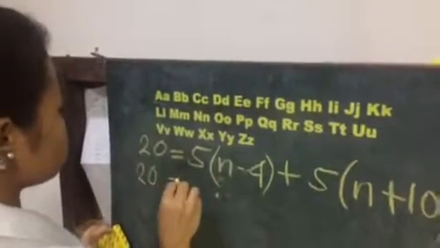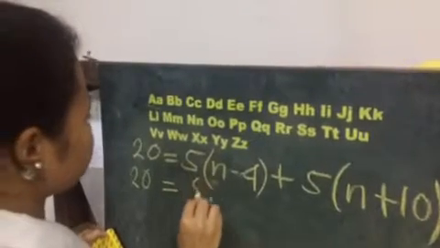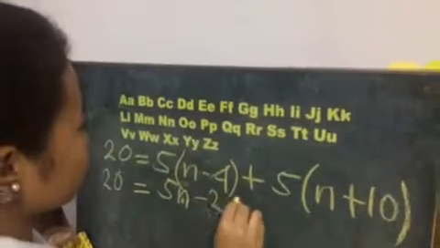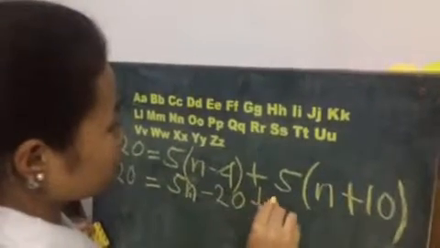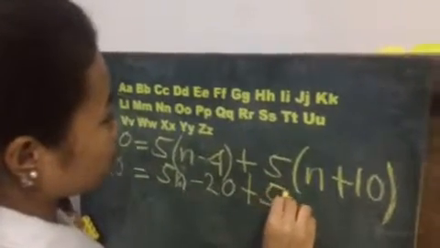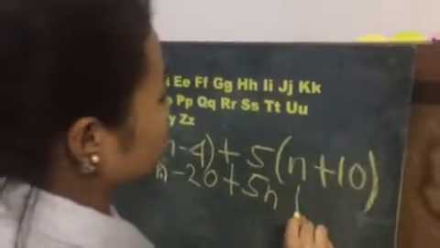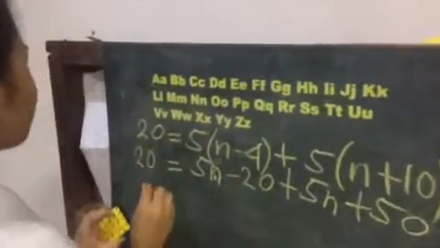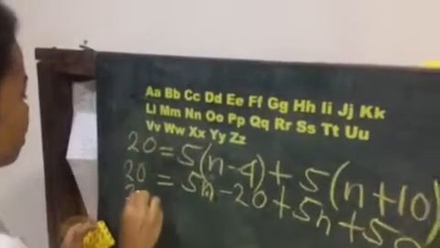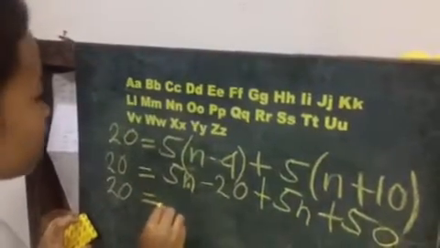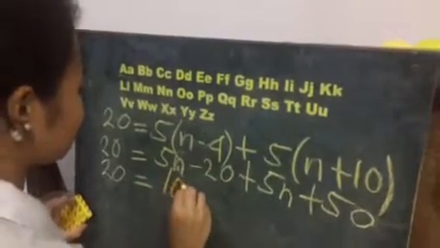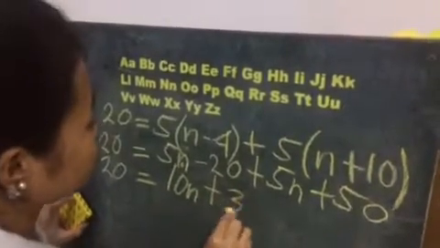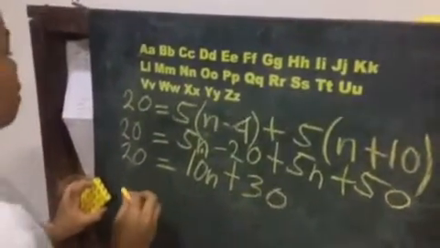All we have to do is to distribute first before adding. So 5 times n is 5n, minus 5 times 4 is 20, plus 5 times n is 5n, plus 5 times 10 is 50. So we just add those terms that have the same variable. 5n plus 5n is 10n.